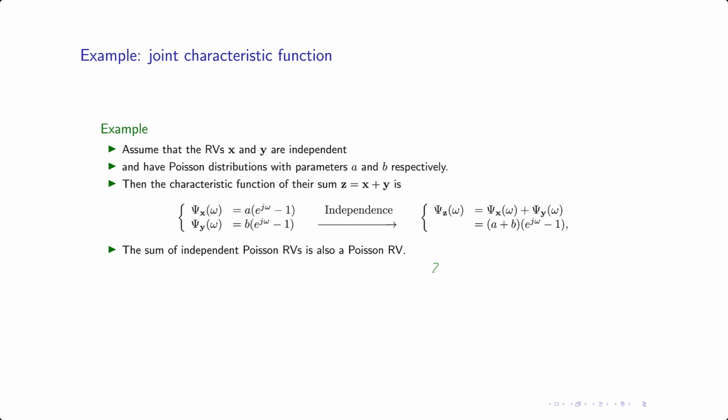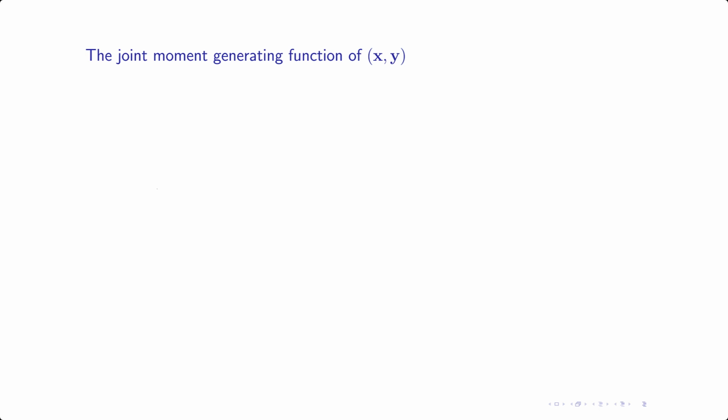So Z can take values m equals 0, 1, 2, etc., and the probability mass function you can calculate. The parameter of the sum is the sum of the parameters. Now, if you add 5 independent Poisson random variables, you get similar results, because the second characteristic function is going to be the sum of them. Now we are going to have another alternative way for studying the joint distribution of two random variables.